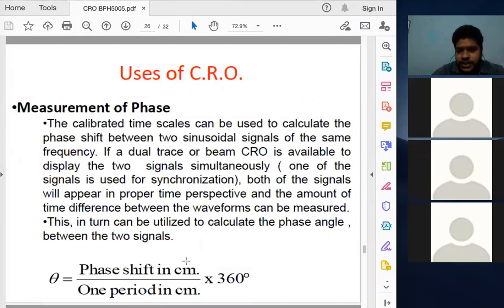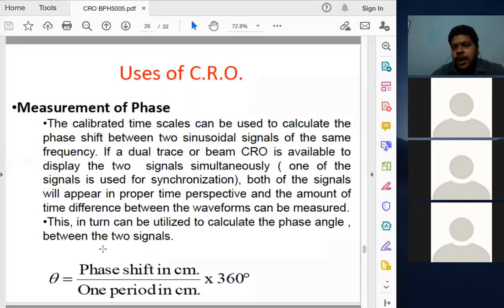So we need the phase shift in centimeters and one period in centimeters. How much is one period? We are saying both have the same frequency: two sinusoidal waves of the same frequency, so the period will be the same. We can calculate the time period for one, then calculate the phase shift in centimeters, and put them in this formula, multiply by 360 degrees, and we get the phase difference between the two signals.